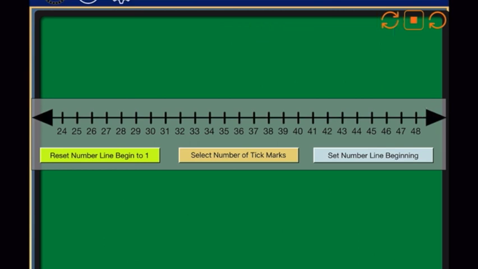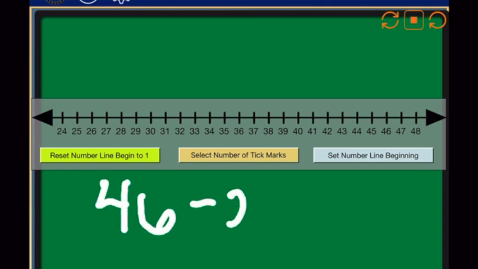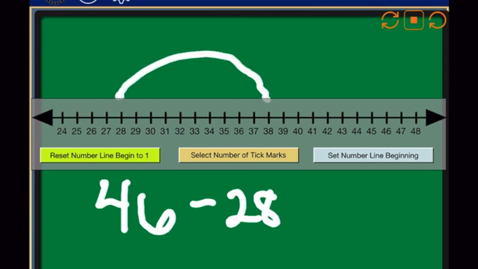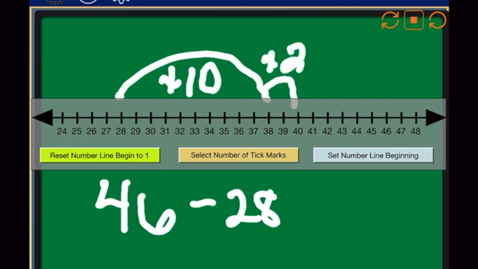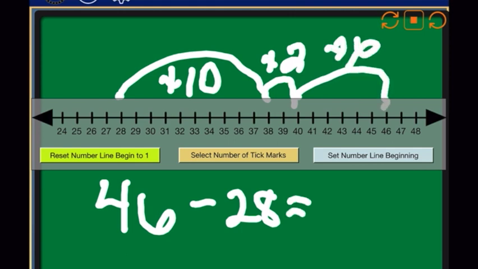Add tens to get close. I could do 46 minus 28 again. And on this one, I could really only just add 10. So if I added 10, that would get me to 38. And then 2 more would get me to 40. So that's plus 10, plus 2. And then to get to 46, I would just have to jump 6 more. So you can add it and you'll end up with the same answer. So 10 plus 2 plus 6 is 18.